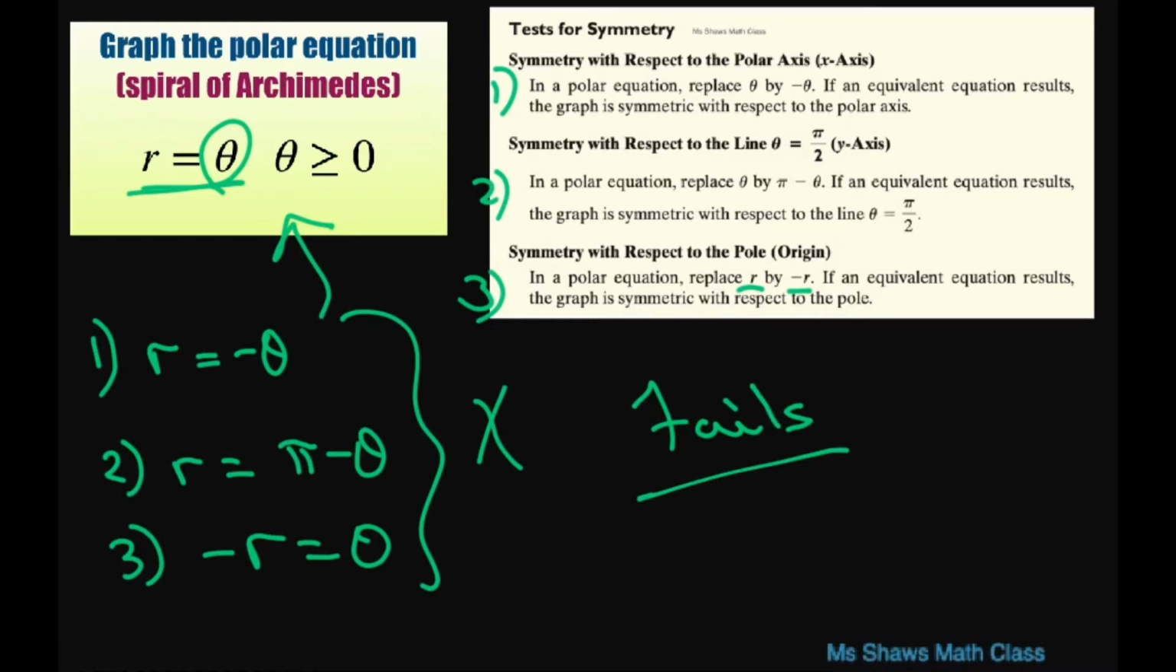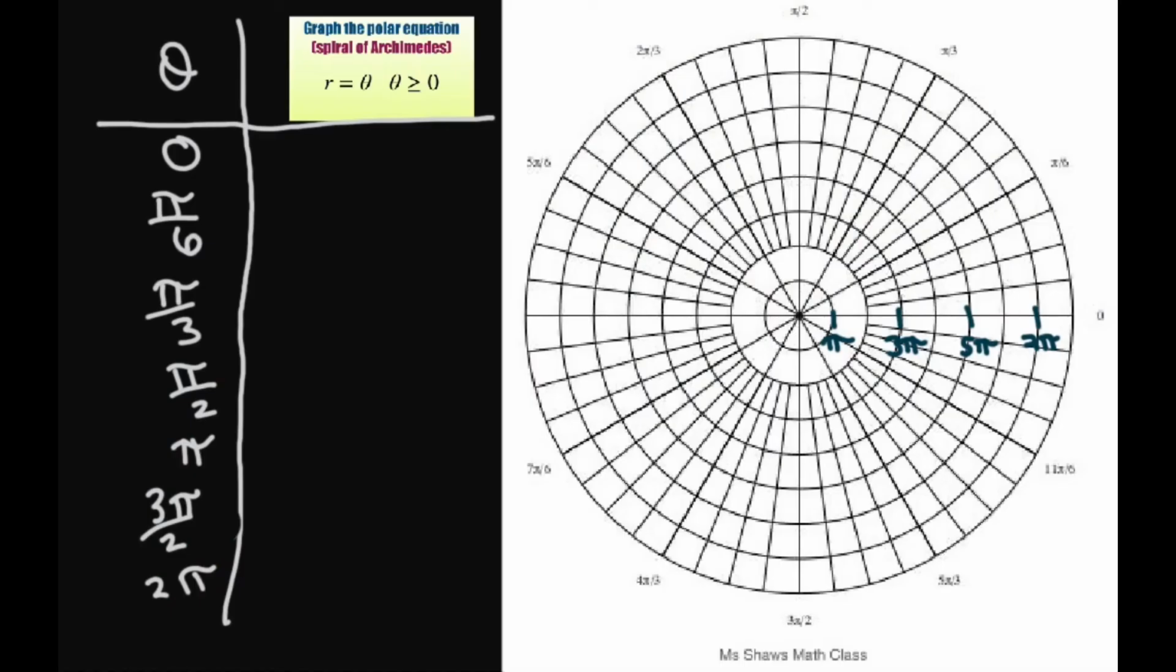Therefore, we really just want to assign some values for theta from 0 to 2 pi. Now this one's fairly easy. Let's go ahead and start with substituting in. So basically we have r equals theta. So you just write down what your r is. Just copy this down. And that's what we have.